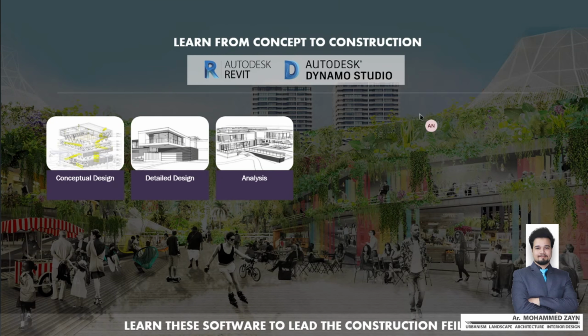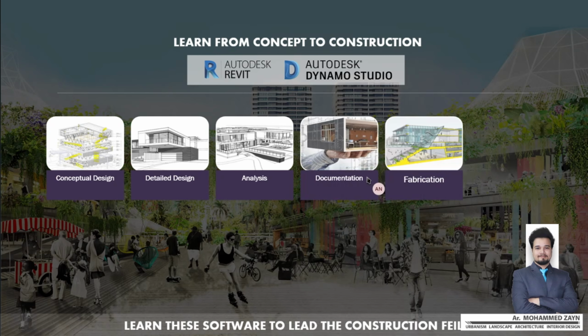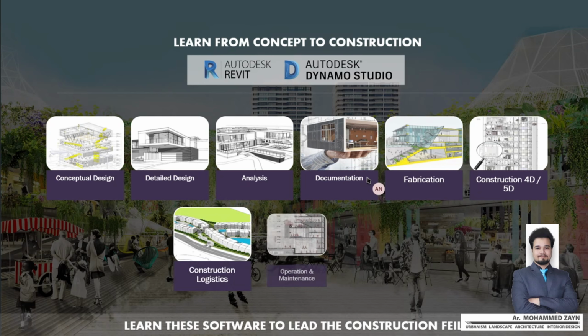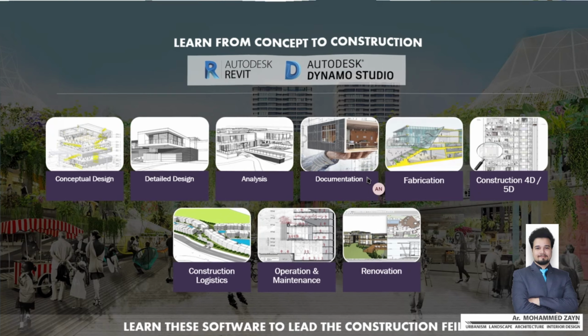How can you create drawings in Revit? Revit definitely helps you in creating conceptual designs, detailed designs, analysis, documentation, fabrication, construction, 4D, 3D, everything. So Revit has 7D dimensions. We'll learn about it in the further workshop. Construction logistics, and definitely how operation, maintenance and renovation come into the picture, we'll see when we talk about the 7D factor of Revit.